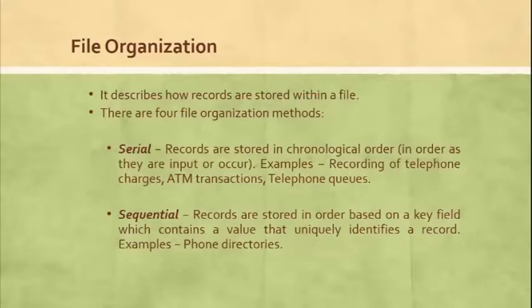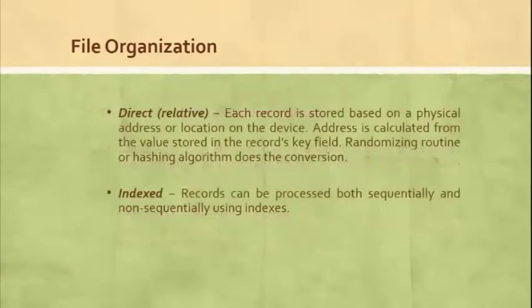Second, we have the sequential. Records are stored in order based on a key field which contains a value that uniquely identifies a record. For example, we have phone directories.